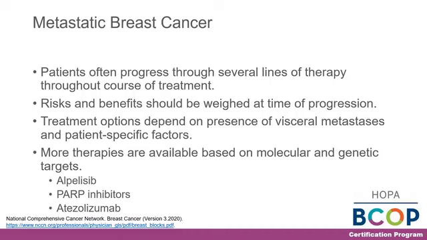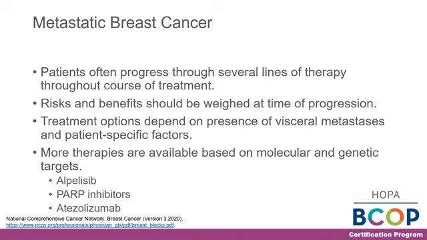Treatment options do depend on the presence of visceral metastases and patient-specific risk factors. That includes patient desires, whether or not they want to continue treatment, what toxicities they already have from previous treatments, how quickly they need a disease response, those types of things. There are more therapies now available based on molecular and genetic targets, and I went over a few of those: the alpelisib, the PARP inhibitors, the atezolizumab.